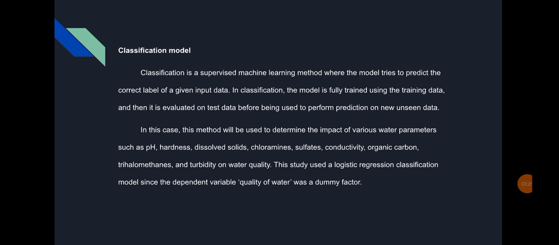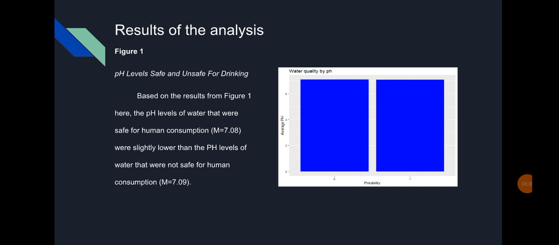The study used a logistic regression classification model since the dependent variable, quality of water, was a dummy factor. The following is the result of the analysis. This is a figure that represents the pH levels safe and unsafe for drinking. Based on these results, the pH levels of water that were safe for human consumption were slightly lower than the pH levels of water that were not safe for human consumption.